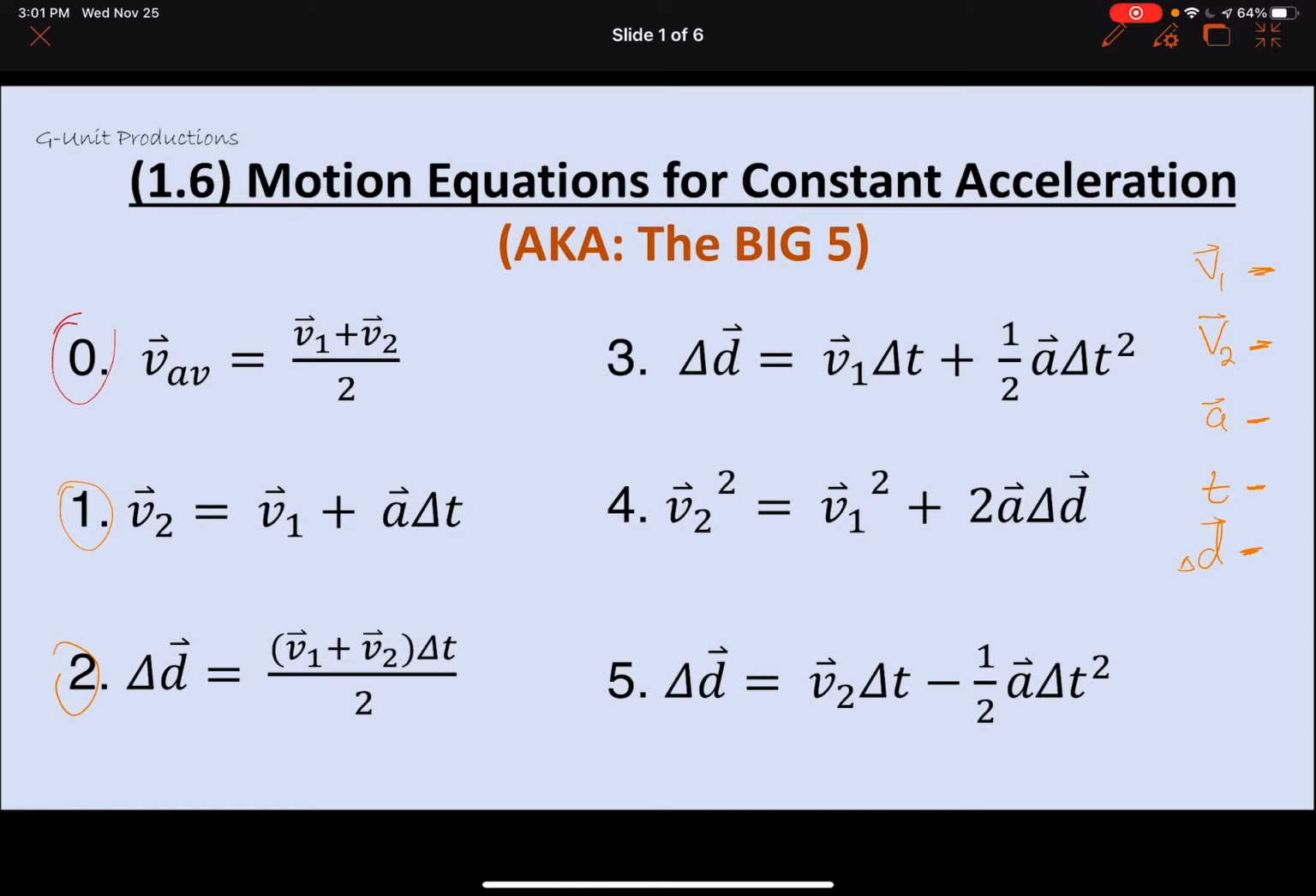So there's a lot of equations, a lot of variables, and they're all on your equation sheet. So you don't have to memorize them or anything like that. Even when we have regular school, we don't have to memorize these. We give them to you on an equation sheet.